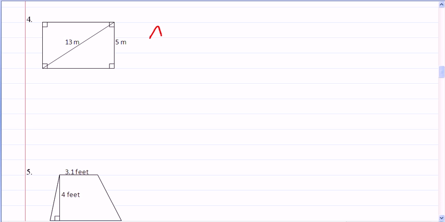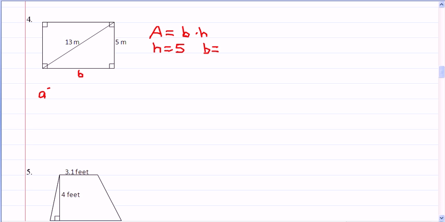So in this example, the height is given. Our height is equal to 5, but our base is not given. Our base is this length here at the bottom. And since the diagonal forms a right triangle in a rectangle, we can use the Pythagorean theorem to find the missing length.